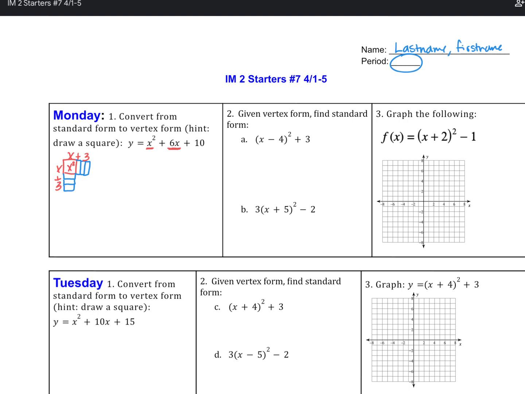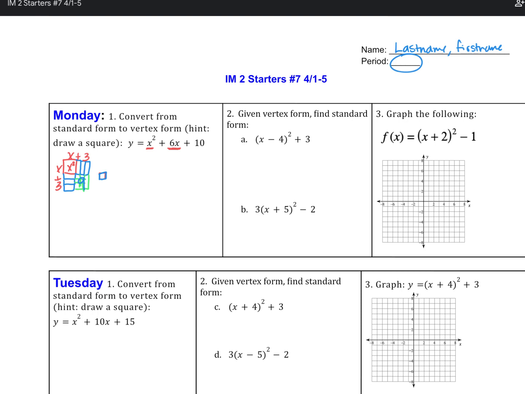And then I have 3 times 3. Can somebody tell me what 3 times 3 is? 9. So that means I have 9 constants in here. But if you look at your standard form, how many constants do you have? 10. So how many are you missing? 1. So you need 1 extra. You know what? I keep writing in red, but it should be in blue. Okay? So you have 1 extra.